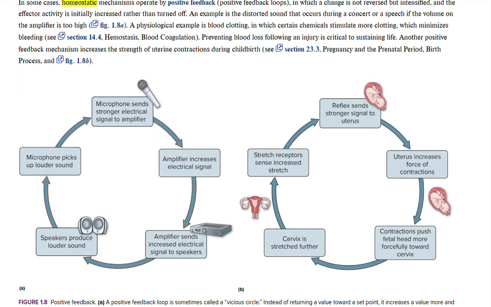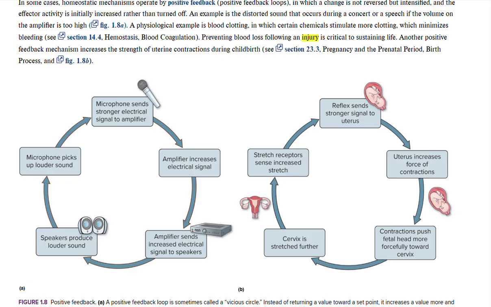In some cases, homeostatic mechanisms operate by positive feedback loops, in which a change is not reversed but intensified, and the effector activity is initially increased rather than turned off. An example is the distorted sound that occurs during a concert or a speech if the volume on the amplifier is too high. Figure 1.8a. A physiological example is blood clotting, in which certain chemicals stimulate more clotting, which minimizes bleeding. See Section 14.4, Hemostasis, blood coagulation.